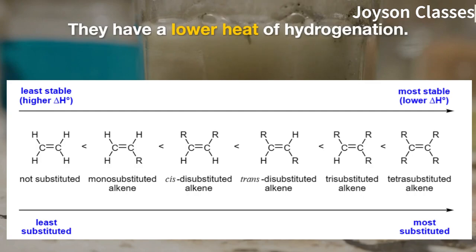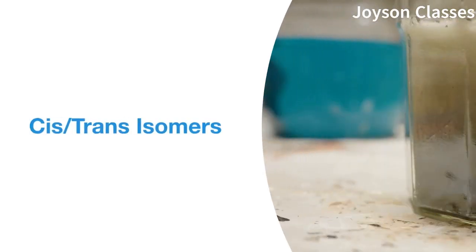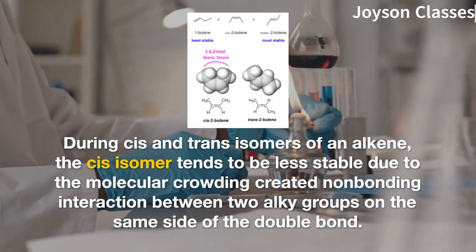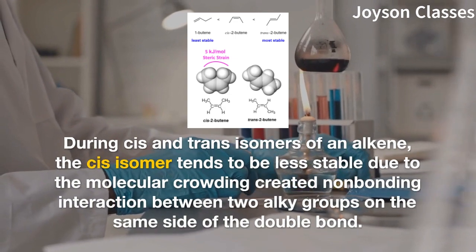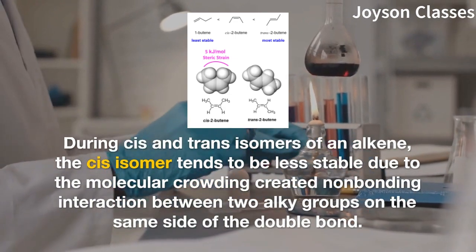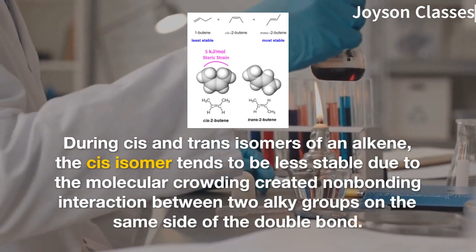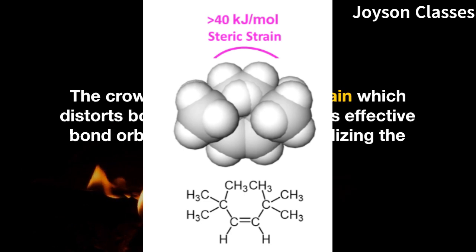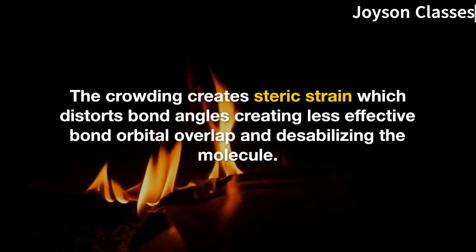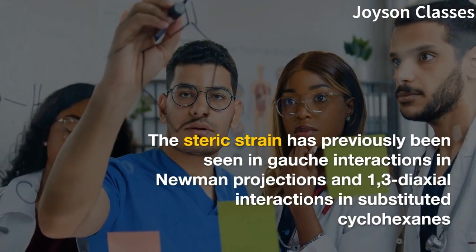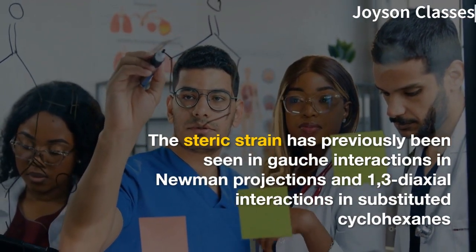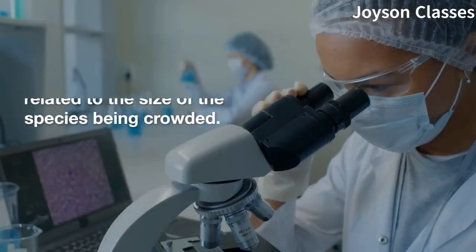Cis/trans isomers. Comparing cis and trans isomers of an alkene, the cis isomer tends to be less stable due to the molecular crowding created by non-bonding interaction between two alkyl groups on the same side of the double bond. The crowding creates steric strain, which distorts bond angles, creating less effective orbital overlap and destabilizing the molecule. The steric strain has previously been seen in gauche interactions in Newman projections and 1,3-diaxial interactions in substituted cyclohexanes.